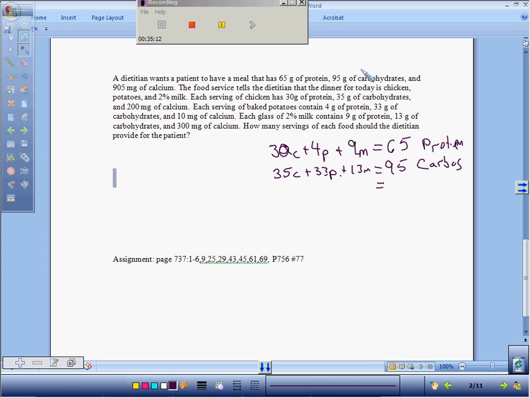You want to have 905 grams of calcium. So, let's see, each serving of chicken has how much calcium? 200? 200 calcium. Each serving of potatoes has 10 milligrams of calcium, and each serving of milk has 300 grams of calcium. 300 for milk. And now I put all this stuff into one matrix, and I put the other side into another matrix.